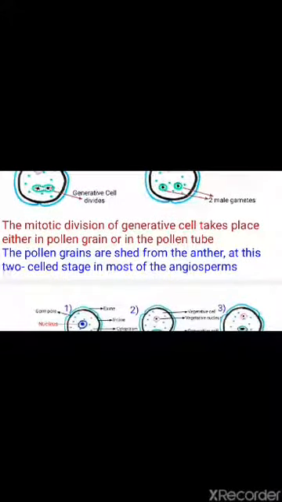Pollen grains are shed from the anther at this two-celled stage in most angiosperms. This is the partial development of the male gametophyte. Up to this stage, the pollen grain gets shed from the anther, at this two-cell stage in most angiosperms.